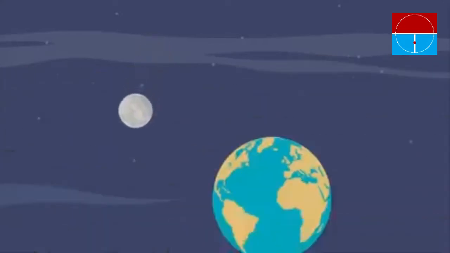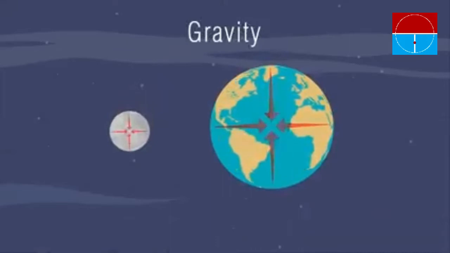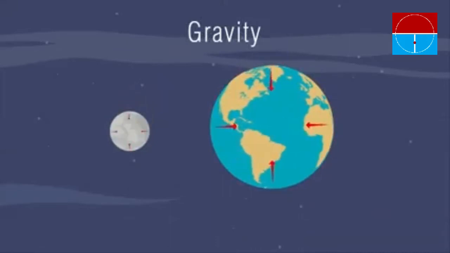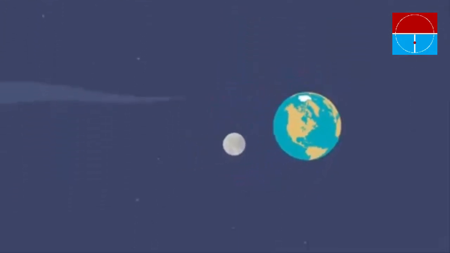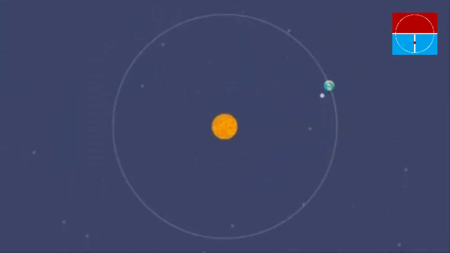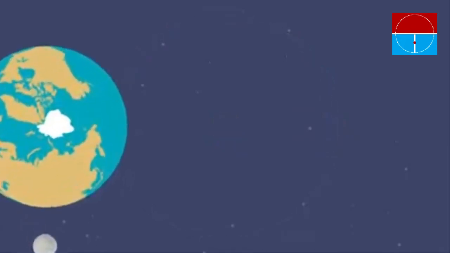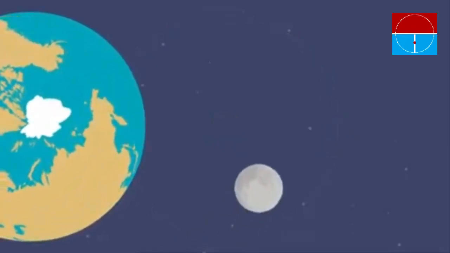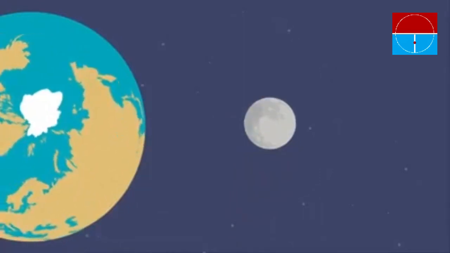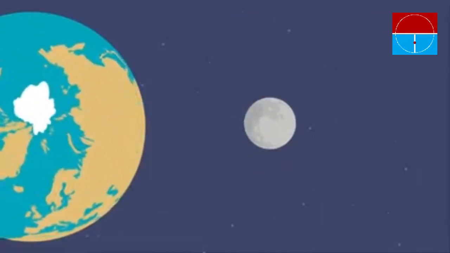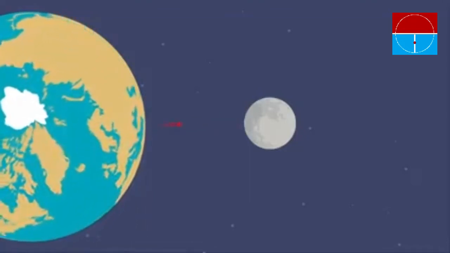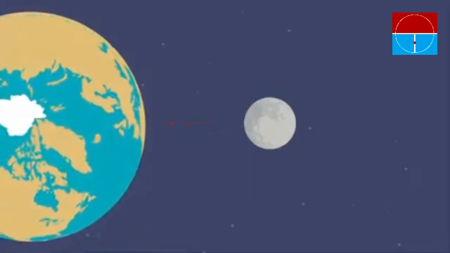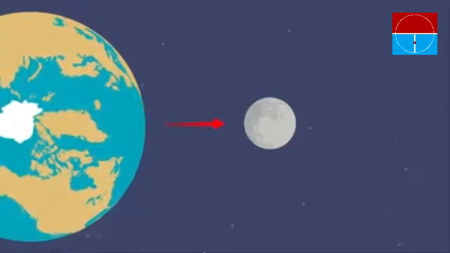The moon and Earth both have gravity, the force by which a planet or other body draws objects toward its center. The force of gravity keeps all of the planets in orbit around the sun, and Earth's gravity keeps the moon in orbit around Earth. The moon is a smaller object than Earth, so its force of gravity is weaker. But since the moon is so close, the pull of its gravity is still significant.